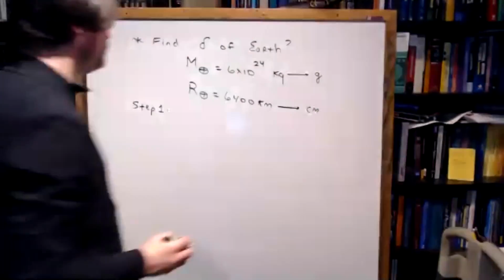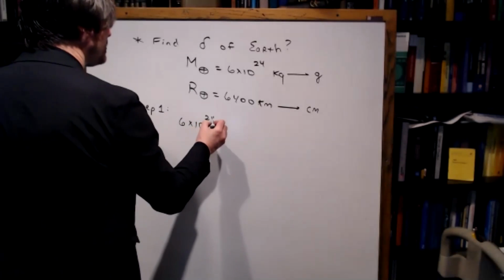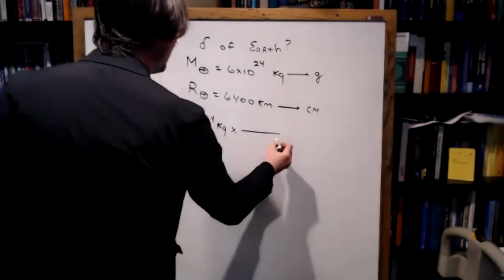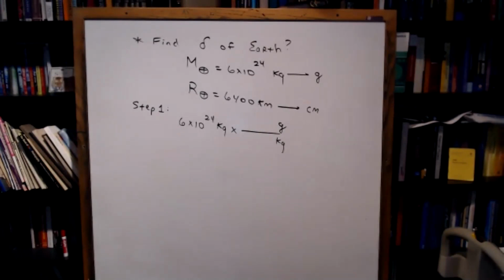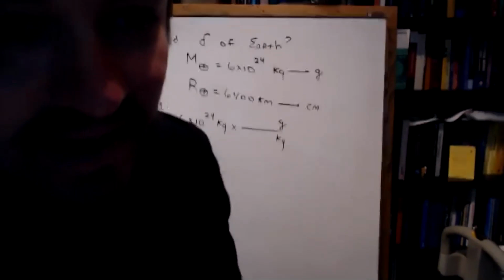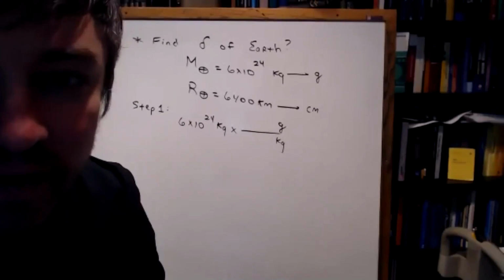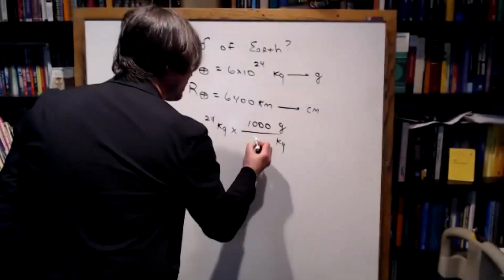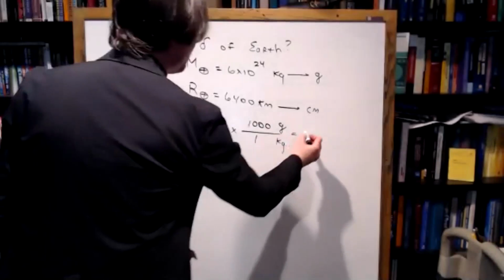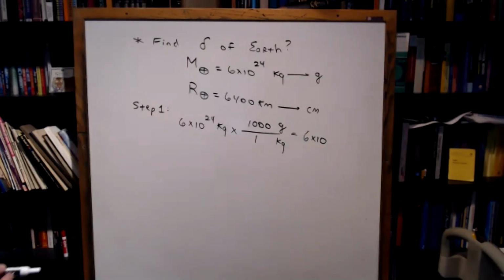So, Chrissy, can you help me convert to grams here? If I start off with 6 × 10²⁴ kilograms, I have to put kilograms on the bottom and grams on the top. What's my conversion factor? Kilo is a metric prefix. There are 1,000 grams in 1 kilogram. Okay, so Lucas, how many zeros do I have here? 6 × 10²⁷.